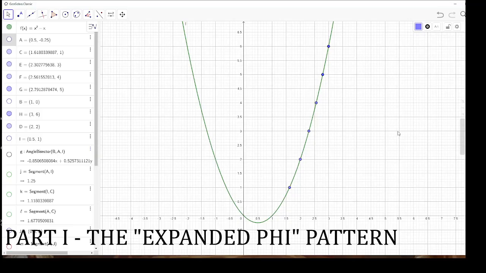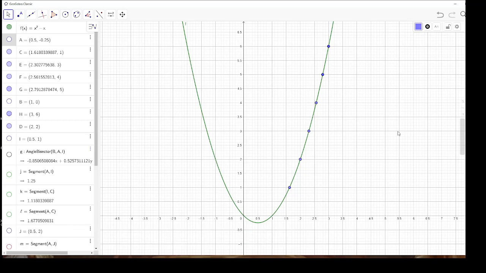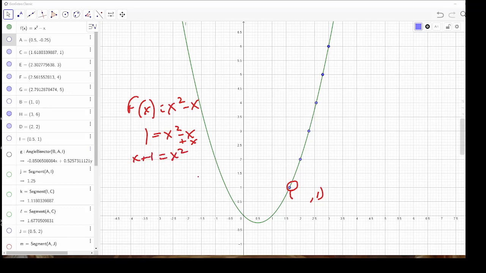What we're looking at on the screen is a parabola based on the quadratic formula f of x equals x squared minus x. Now, f of x is another way of just saying y, and for this point right here, y is 1. So for that point there, 1 is equal to x squared minus x, and if we add x to both sides, we get positive x plus 1 equals x squared. And what number, if you square it, is the same as adding 1 to itself?